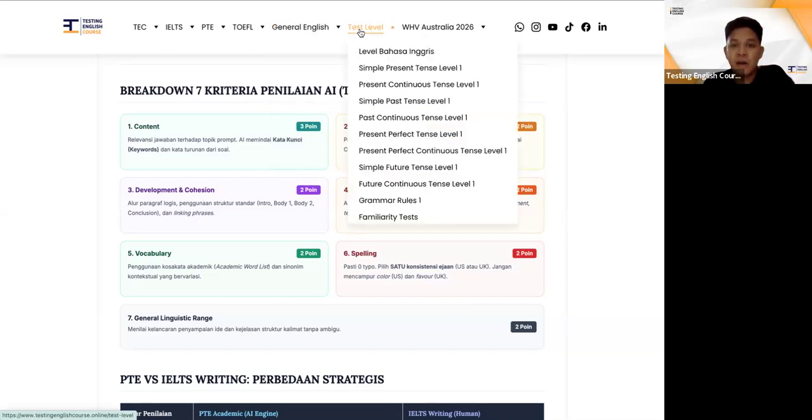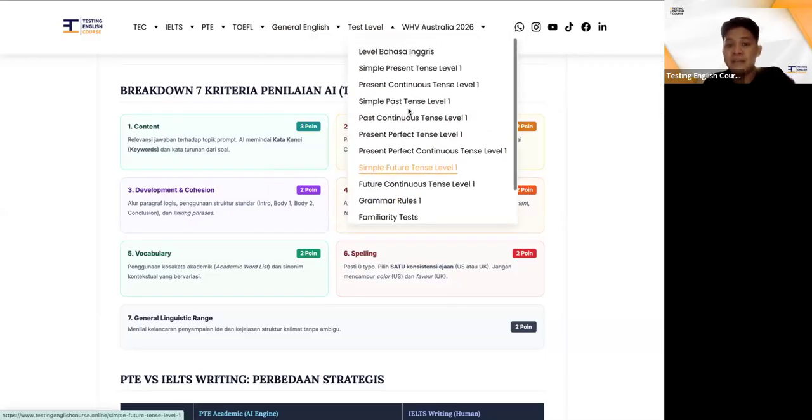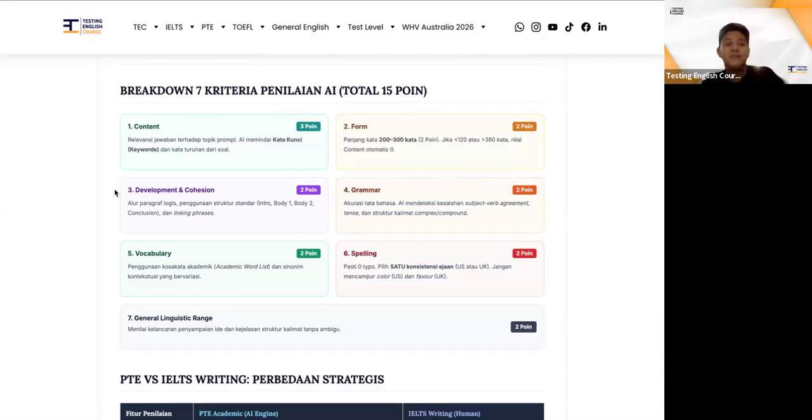For example, if the problem is in the simple present, we can go with the simple present. If the problem is in quantifiers, then we're going to learn quantifiers. If the problem is in the articles a and the, we are going to repeat that material. I know that you have passed those materials.